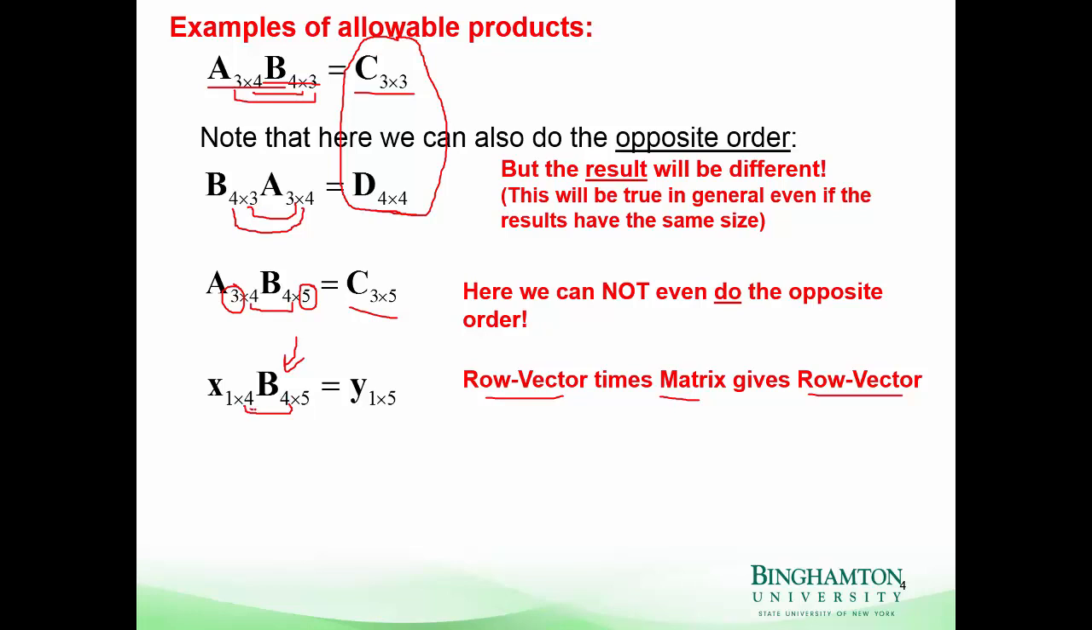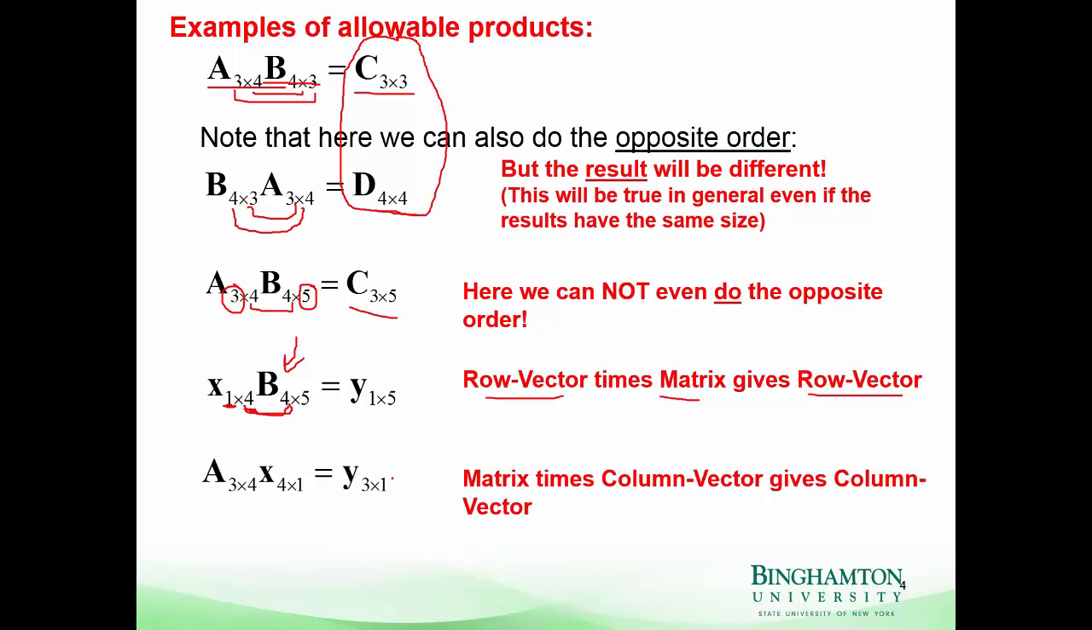So we can't have 1 here. We have to have some number that will match with the 4. And so we can only have 1 in the first position, which means that we have 1 row. And so that makes it a row vector. So it's important to have these insights become just second nature. This is the example that we've already seen. Matrix times a column vector gives a column vector out.